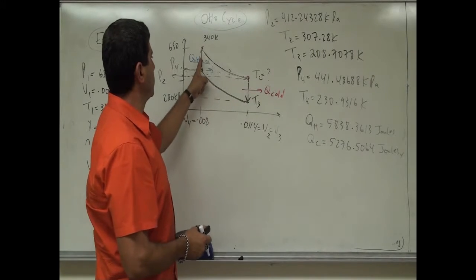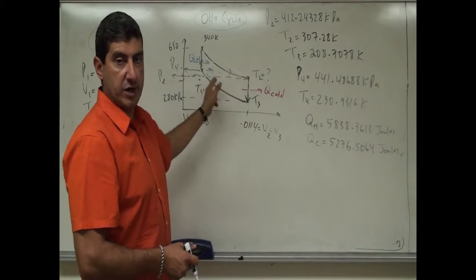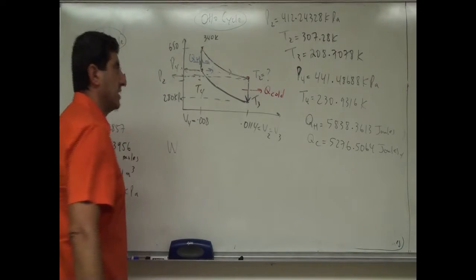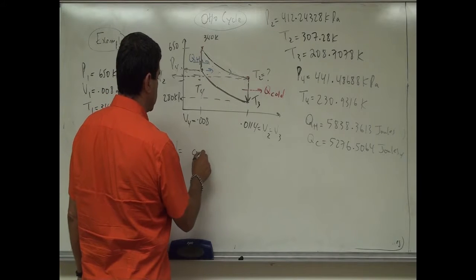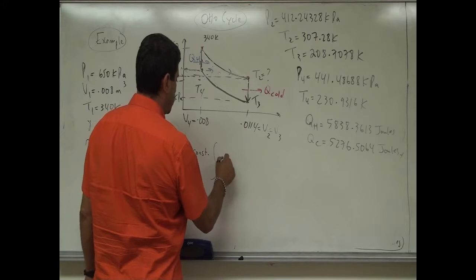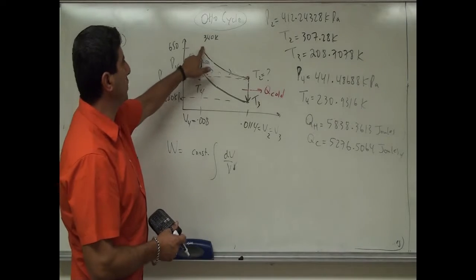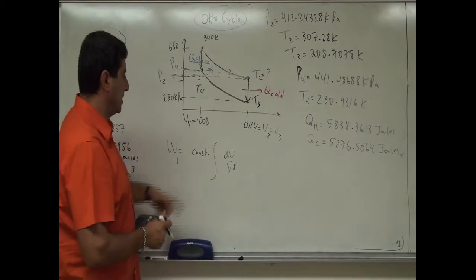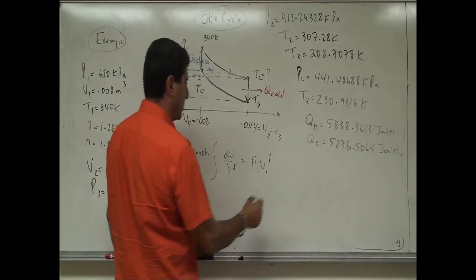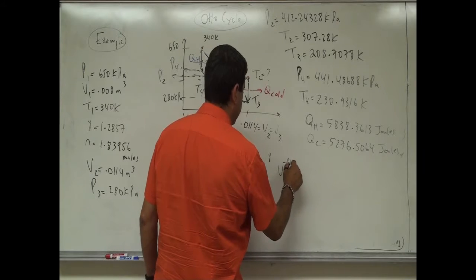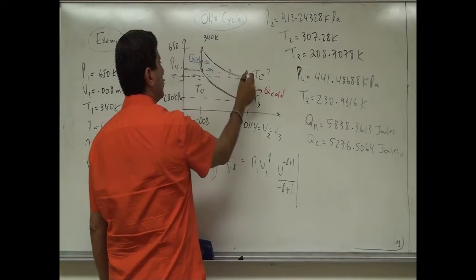Okay, so what's the work done by the gas? Well, the gas doesn't do any work in these two isovolumic processes, so it only does work in the adiabatic. How do we do that? Similar to what I did yesterday with the Carnot cycle, work is equal to a constant times the integral of dV over V to the gamma. The constant is P1 V1 to the gamma, so this is W1. When you integrate this, you get V to the minus gamma plus 1 over minus gamma plus 1, integrated from V1 to V2.